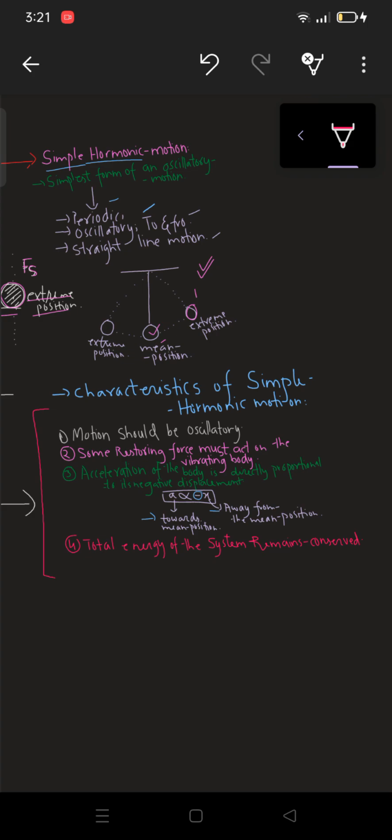The second point: some restoring force must act on the vibrating body. We talked about the mass spring system, where there is a restoring force which takes the body from its extreme point to the mean position, right? Third, the acceleration of the body is directly proportional to the negative displacement. Since acceleration is towards the mean position and displacement is away from the mean position, we get negative displacement. This is the main condition to check whether the given motion is simple harmonic motion or not. The fourth, last but not the least: the total energy of the system must remain conserved.